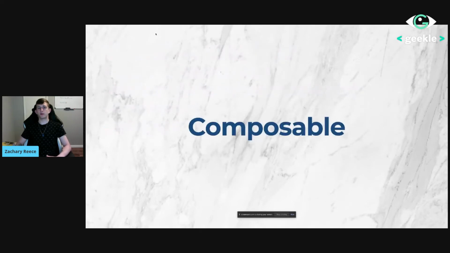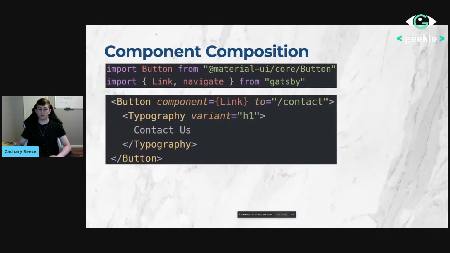Material UI components are also composable, which is a really powerful feature. This means that you can easily transfer styles and functionality from one component to another using the component prop. The most common usage for this is turning a button or any other component into a link. This transfers the functionality of your link component for navigation into whatever component you pass it to. Any props not used by the main component will then just be passed down to the composed component.